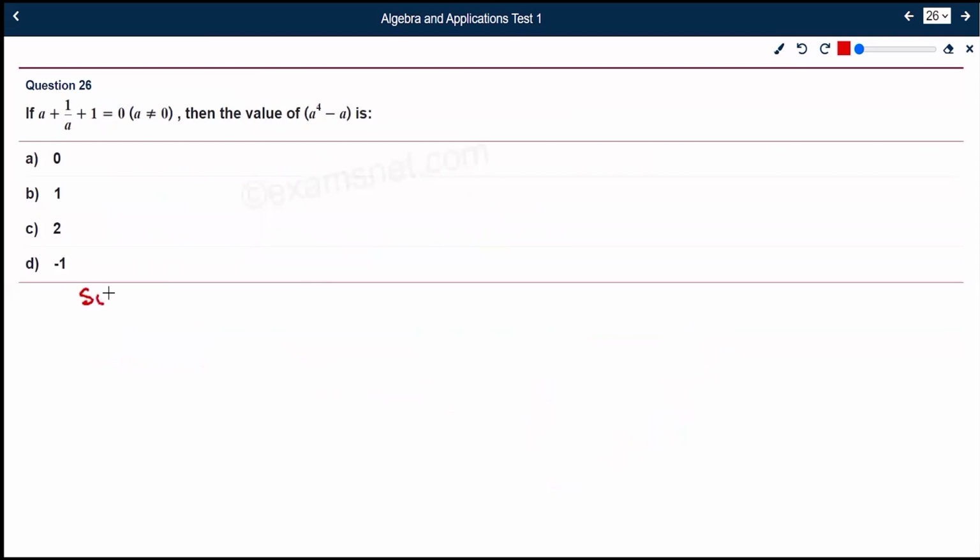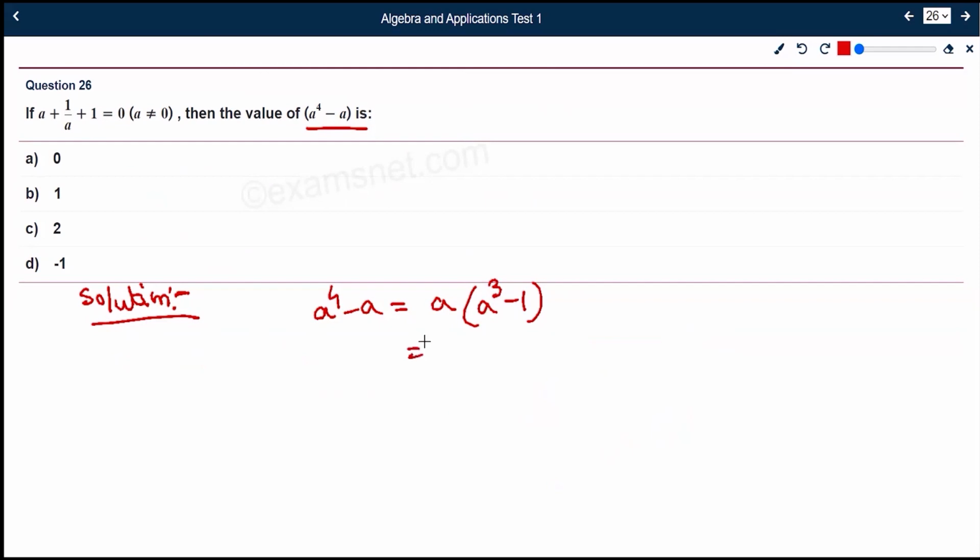Question number 26. If a plus 1 by a plus 1 equals 0, where a is not equal to 0, then find the value of a to the power 4 minus a. This is a good question. We are given the expression a to the power 4 minus a. Now let's take a common from both the terms. It will make it a times a cube minus 1.